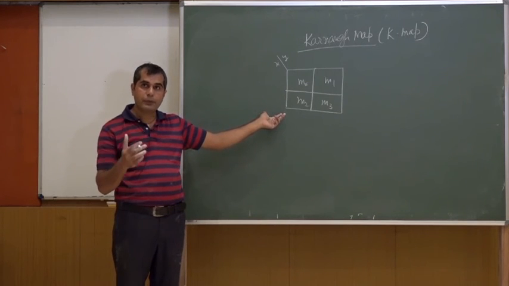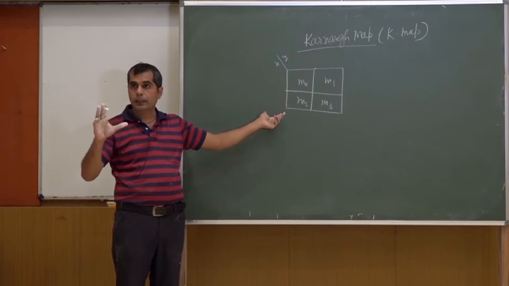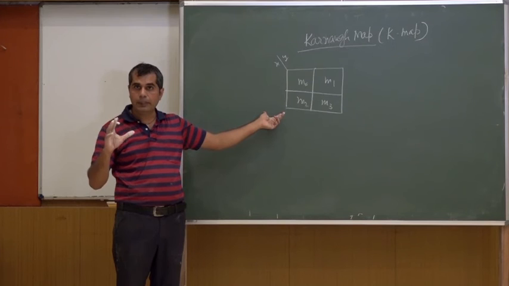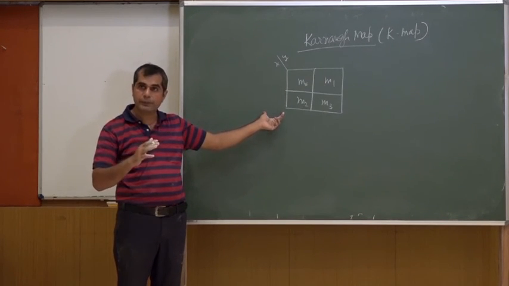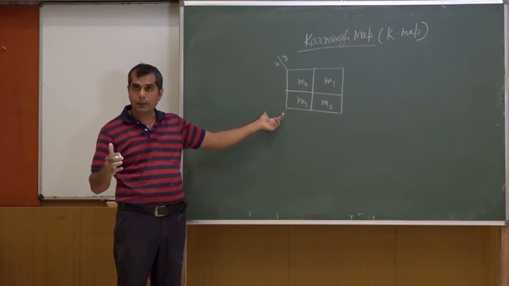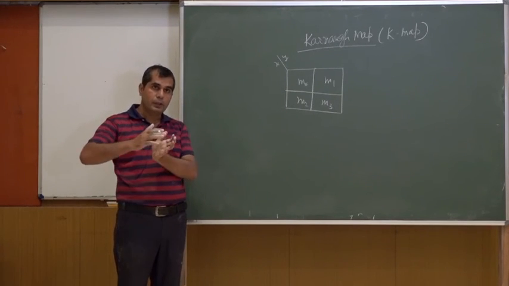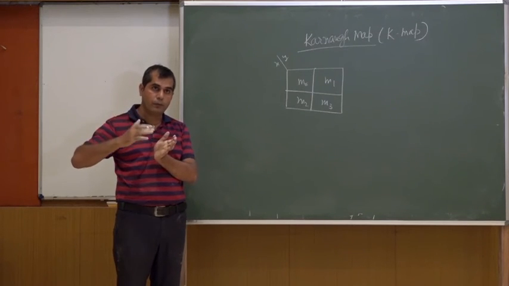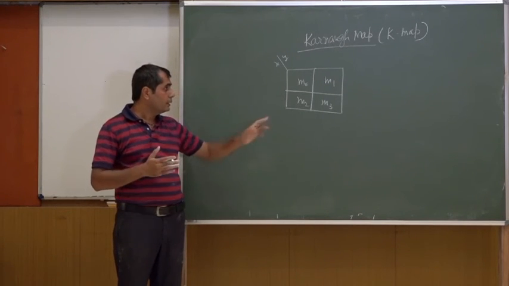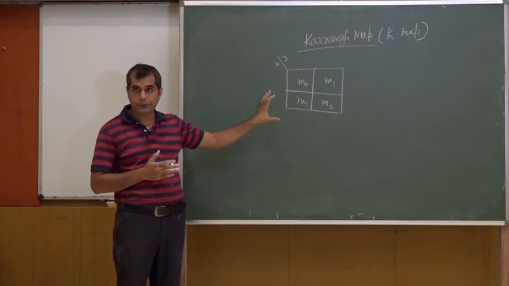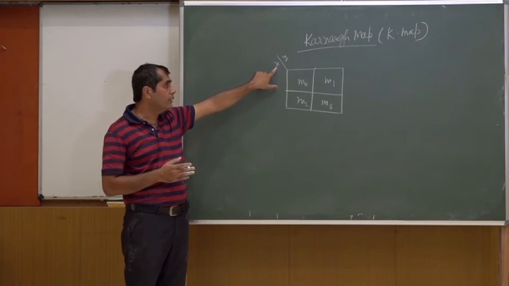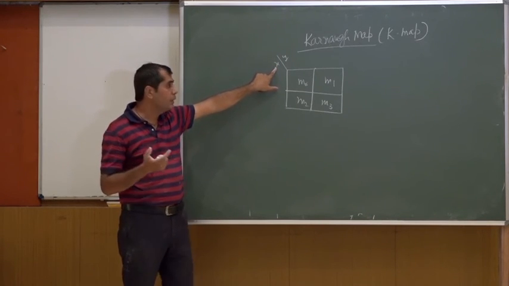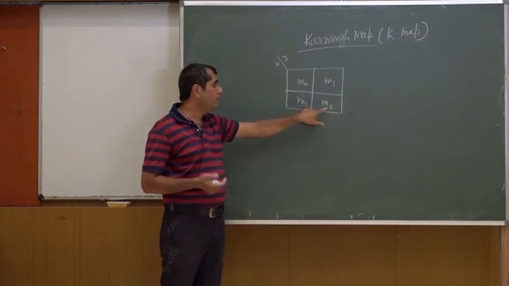The Karnaugh maps will be used to simplify the Boolean expressions or logical functions. That is the ultimate aim of using this Karnaugh map. But here I am just introducing the concepts of K-map step by step. I will start from the very simple point and go ahead by increasing the complexity of the situations. So first I start from 2 variables x and y. 2 variables means, as you know, there will be 4 min terms: m0, m1, m2, m3.